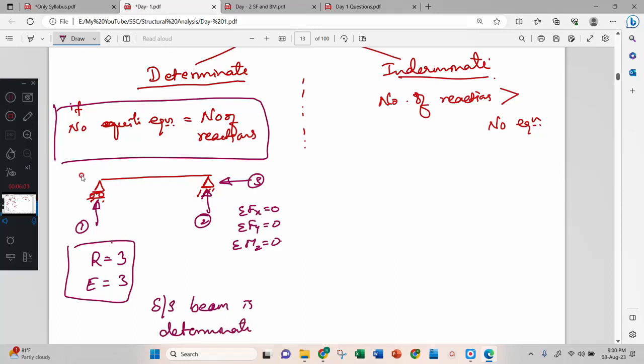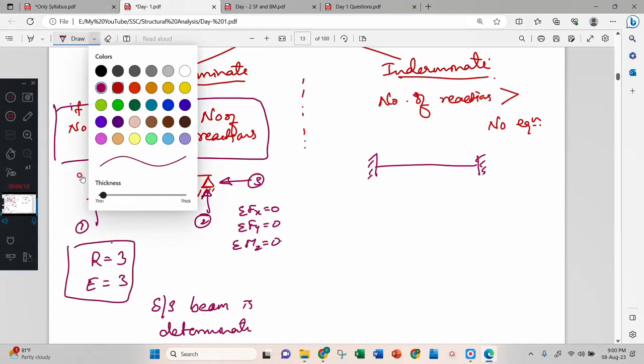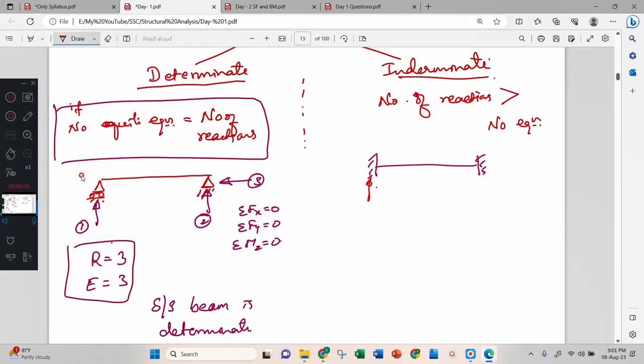Simply supported beam is a determinate beam. Now, if I consider a fixed beam, how many reactions are there here? Vertical reaction, horizontal reaction, and moment at this end, and the same at the other end. 3 reactions here, 3 reactions here.